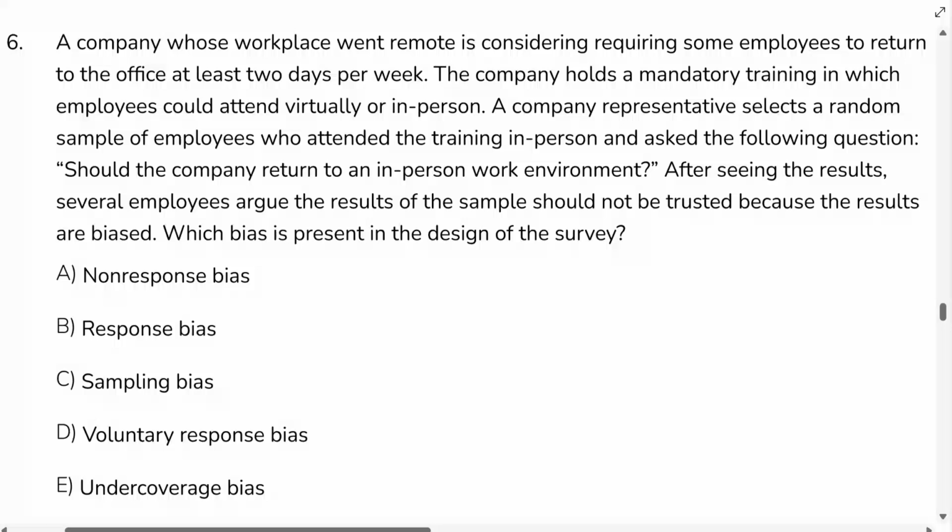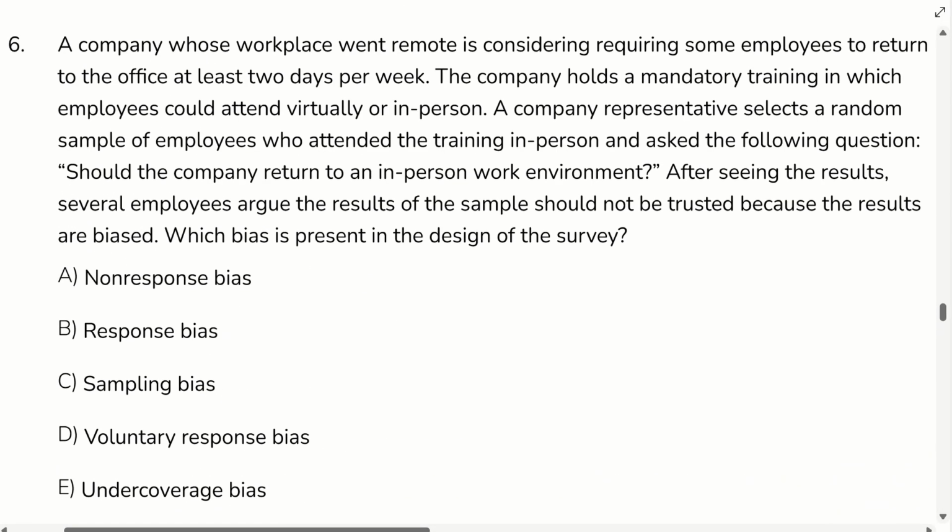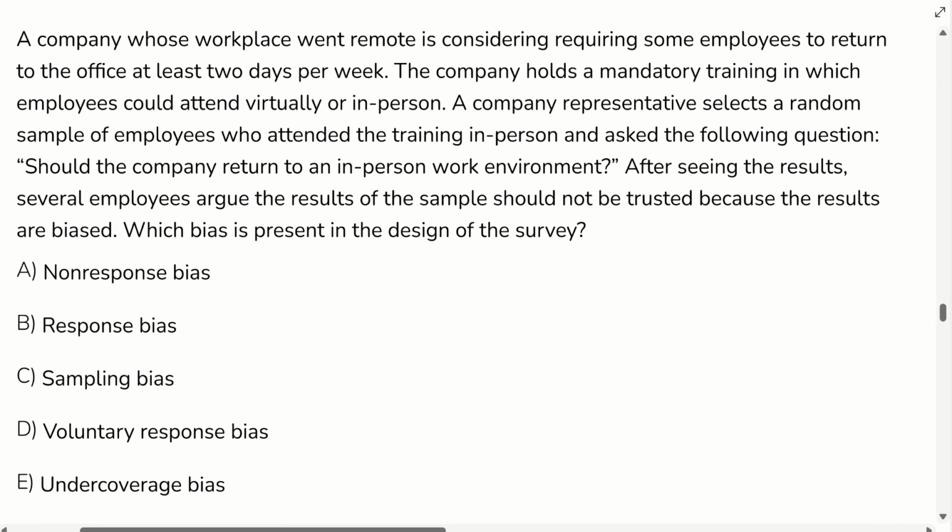So now if you want to practice these questions, make sure that you get them before I give the answer. It's multiple choice. So a company whose workplace went remote is considering requiring some employees to return to the office at least 2 days per week. The company holds a mandatory training, which employees could attend virtually or in person. A company representative selects a random sample of employees who attended a training in person and asks the following question: should the company return to an in-person work environment? After seeing the results, several employees argue the results of the sample should not be trusted because the results are biased. Which bias is present in the design of the survey?